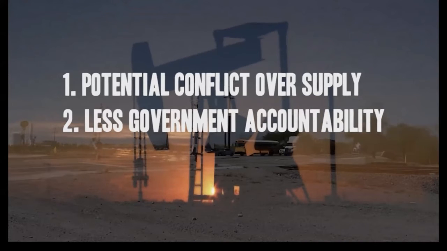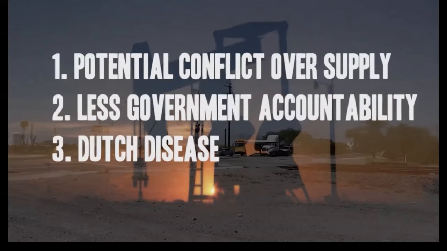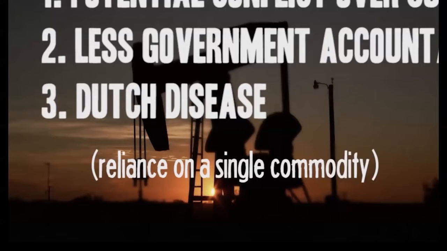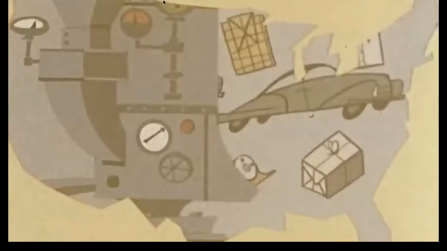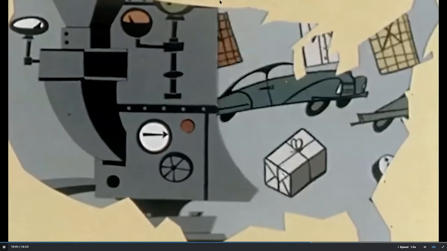And third, Dutch disease, where a country's reliance on a single commodity makes other industries less competitive and less likely to thrive. An even bigger problem if that resource runs out or becomes less valuable. All of this points towards the idea that it's exclusion from the structures of the capitalist model that's the primary cause of poverty, not inclusion or dependence.